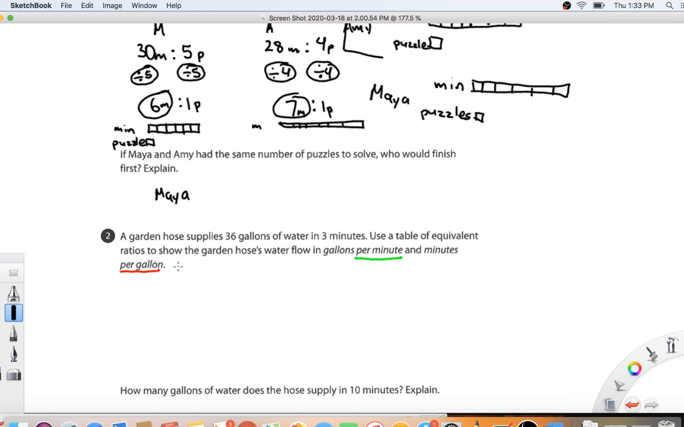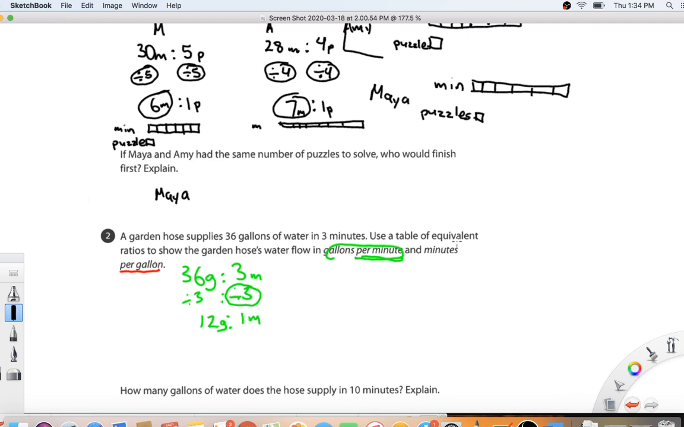So for the first one, 36 gallons to 3 minutes. Gallons to minutes. So we can use green for this one. So 36 gallons to 3 minutes. Now I need to find out how many gallons per minute. So I need to find out how much 1 minute is. To make that 3 into a 1, we divide it by 3, and we have to do it to both sides. When we divide 36 by 3, 6 divided by 3 is 2, and 3 divided by 3 is 1. So it would be 12 gallons. So that means that we have 12 gallons per 1 minute.